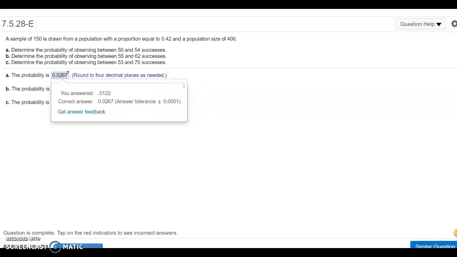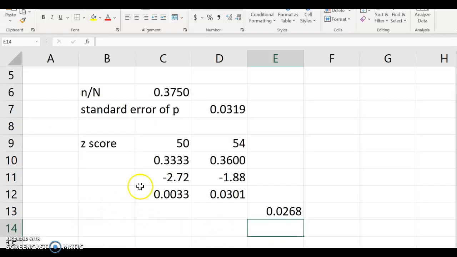I know that was a lot, so let me know if you have any questions about any of those steps.